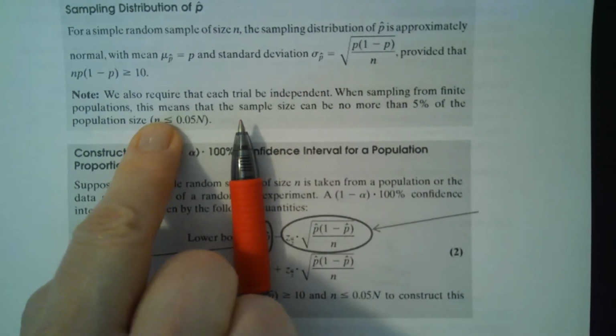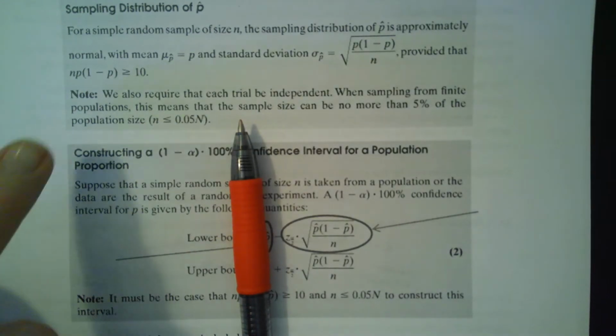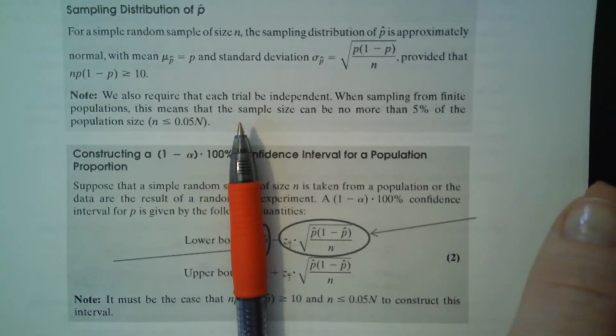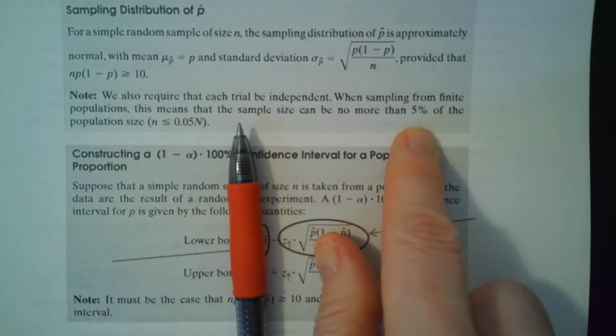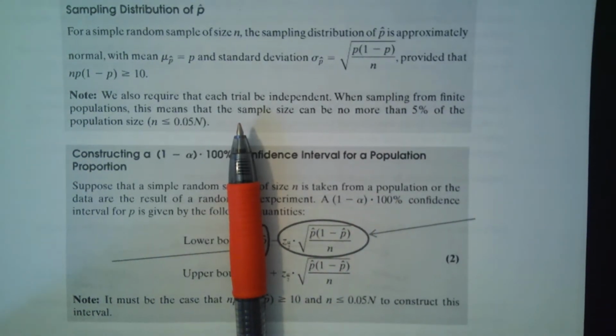Also, one last thing we have to determine is to make sure that your trials are independent from each other. In other words, when sampling from a large finite population, make sure that the sample size is no more than 5% of the population, which again, we've talked about in previous sections.